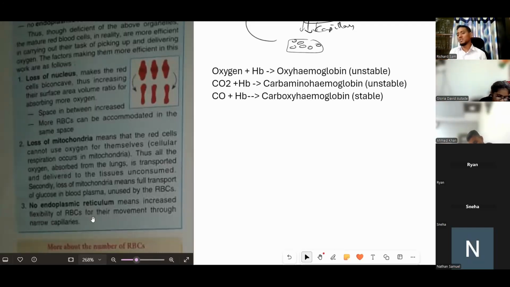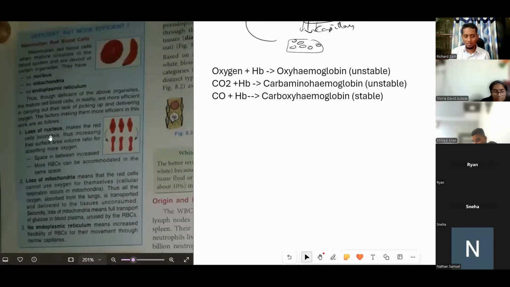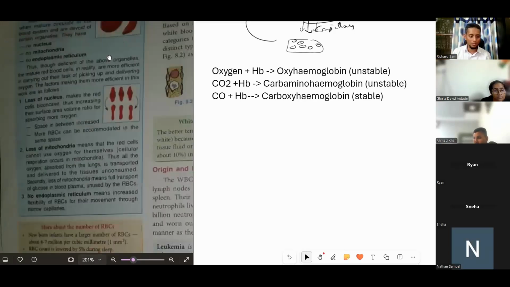Endoplasmic reticulum provided a supportive framework for the cell, means it held the cell from inside, so the cell would not compress. It's like a skeleton from inside. So because there is no endoplasmic reticulum, the cell is more flexible and bendable and twistable, and that way it is able to move through the narrow capillaries easily. Okay, so because the cell doesn't have these three cell organelles, it becomes more efficient. A very important question.